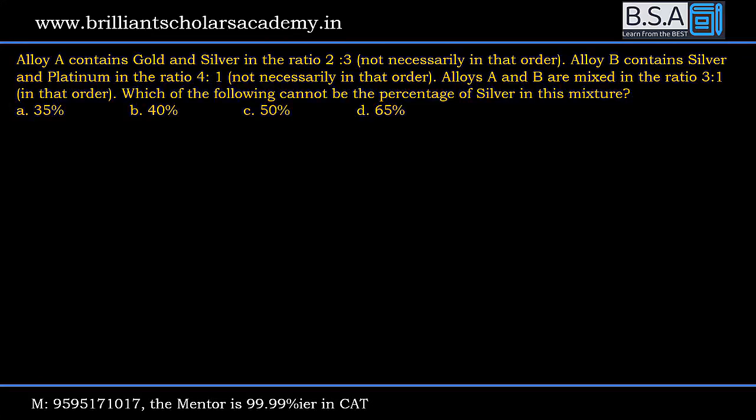Alloy A contains gold and silver in the ratio 2:3, not necessarily in that order. Alloy B contains silver and platinum in the ratio 4:1, not necessarily in that order. Alloys A and B are mixed in the ratio 3:1 in that order. Which of the following cannot be the percentage of silver in this mixture?